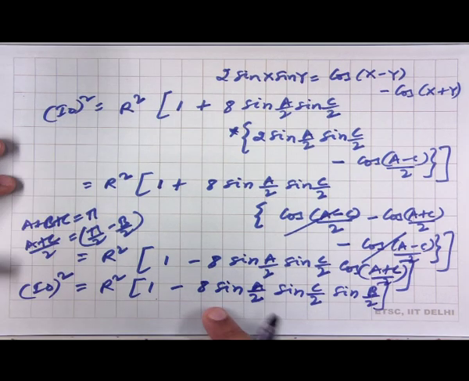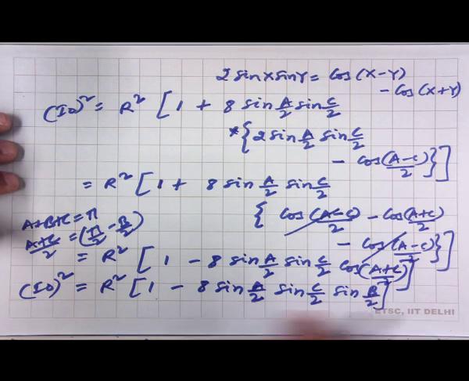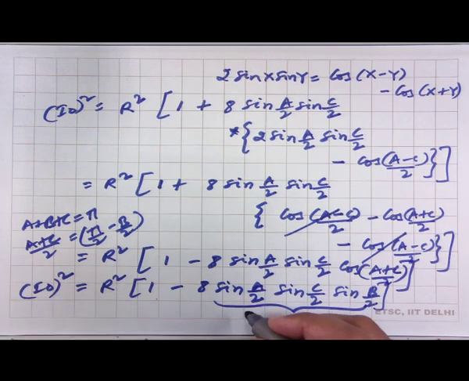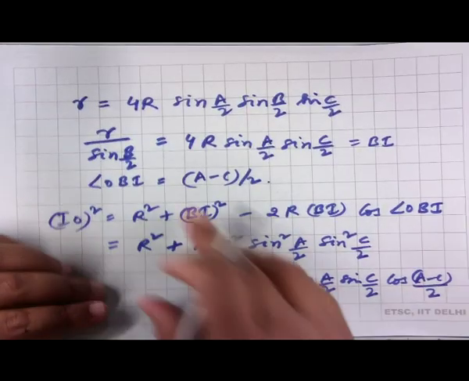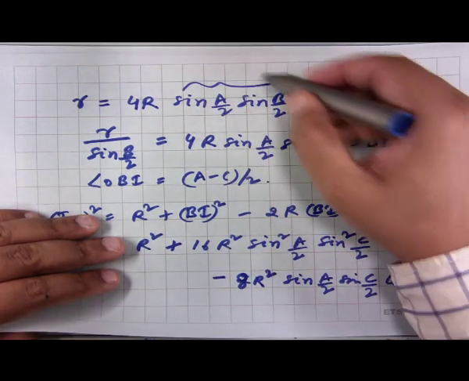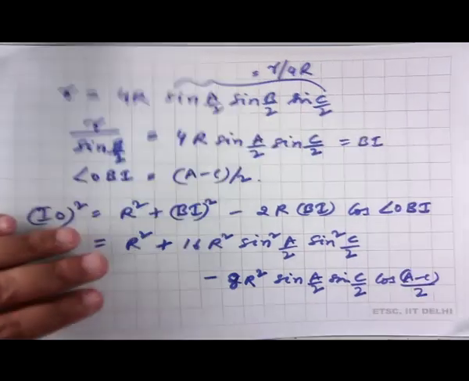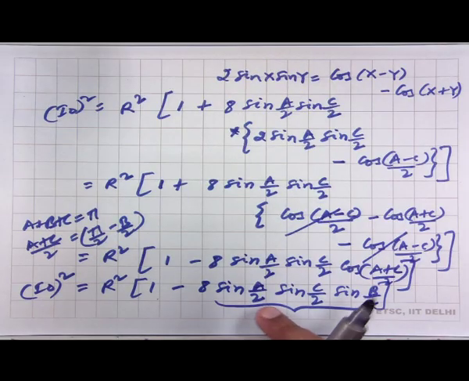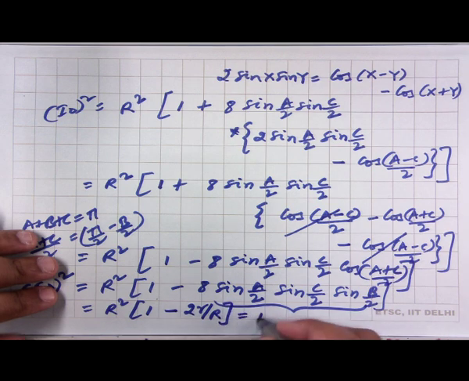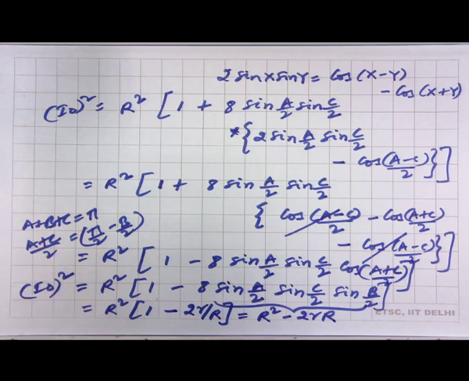But we already know the product of the sines of half angles. So, this particular quantity here, if we go back to the previous slide, from here we know that this product is equal to r over 4R. So, if we use r upon 4R over here, we eventually get this to be equal to R square into 1 minus 2r over R, and that is equal to R square minus 2Rr. And this finishes the proof of this problem.